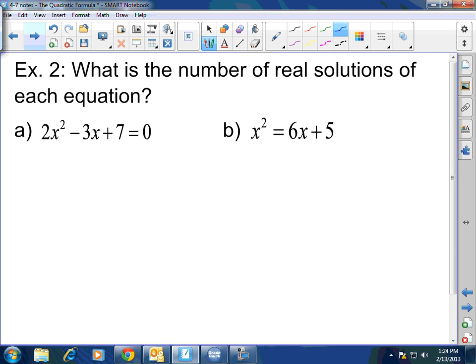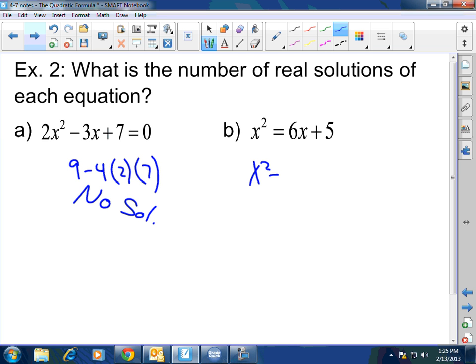For example, you could do the whole entire setup, or they just want to know the number of real solutions. So, check it out. B squared minus 4 times a times c. Isn't that going to be a negative number? So right off the bat, I'm not even going to go any further. That's no solution. Real quick, x squared minus 6x plus 5. B squared minus 4 times a times c. That's going to be 36 plus 20. That's 56. So that's a positive answer. So I've got two solutions.